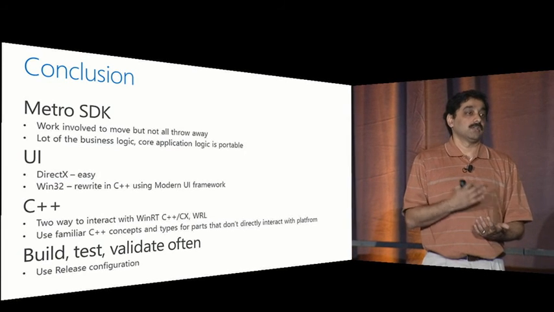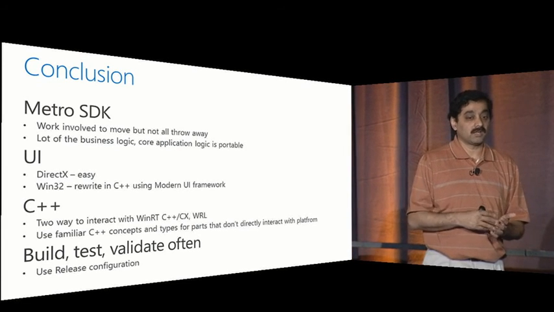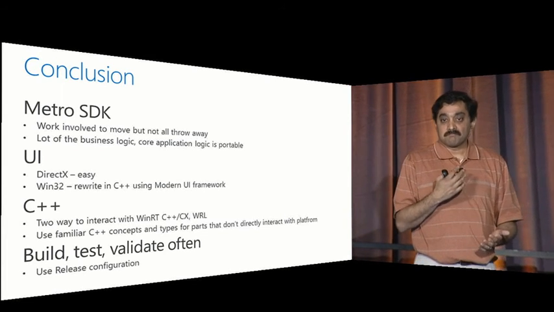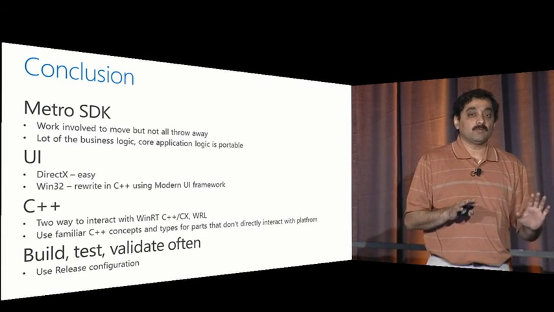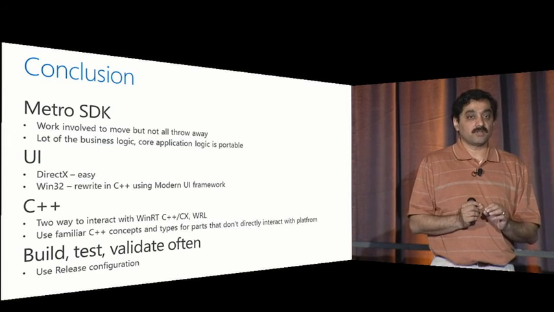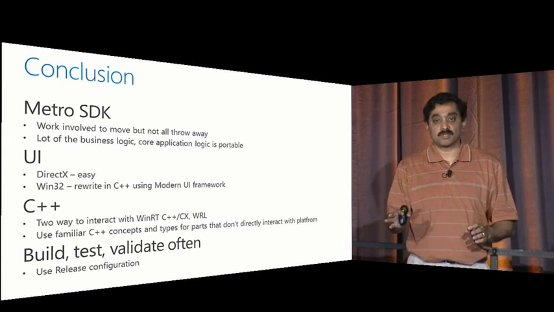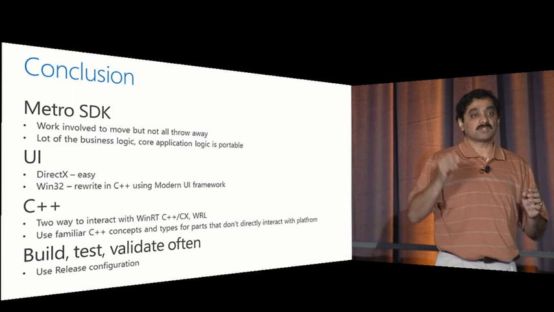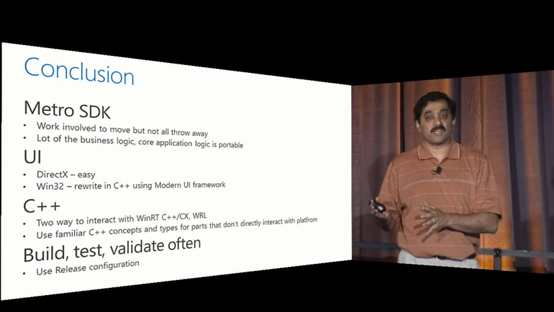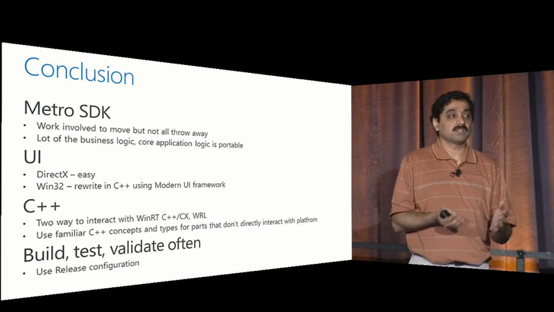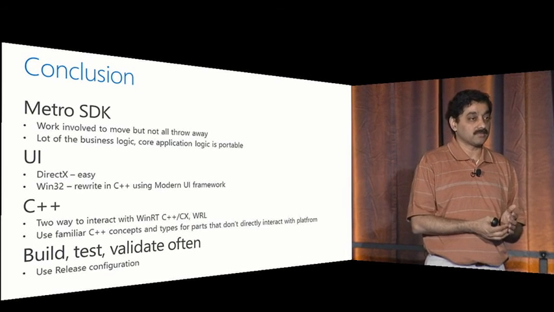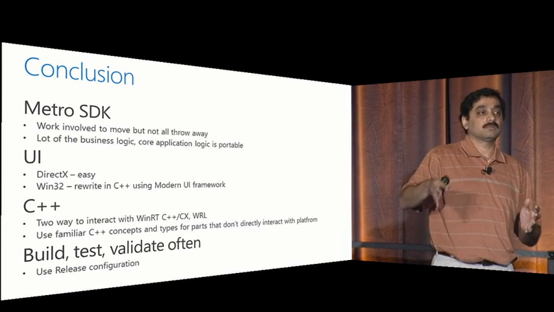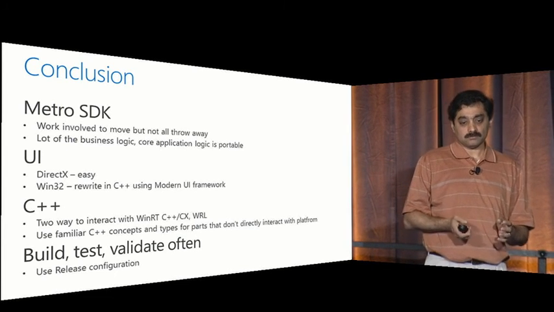C++, you have two ways to interact with WinRT. One is C++/CX and WRL. Use concepts that are familiar to you in C++. There's no need to stop using them. Even if you write a Metro application from scratch, for most part of your application, we expect that you'll use concepts and techniques that you already know with C++. And only in the parts that talk with this system do you have to worry about WinRT.